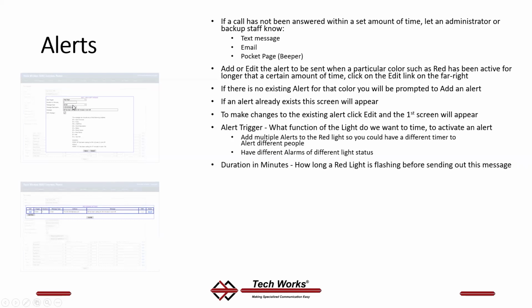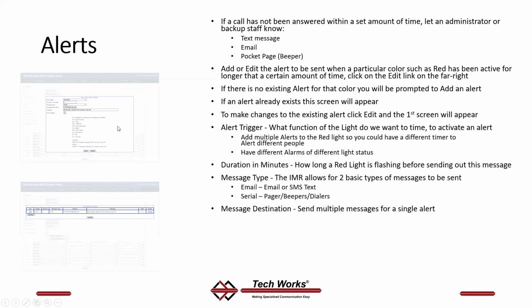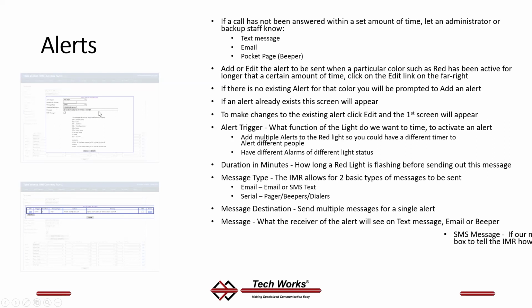The duration in minutes is how long it's going to wait before it does whatever you tell it to do. The message type, again, can be email or serial, just like a button push type message. The message destination is either a cell phone number at the carrier, or it can be an email, or it can be a beeper number. This is the message, the exact message that the receiving device gets. So this is what the text message or the beeper display is going to say.